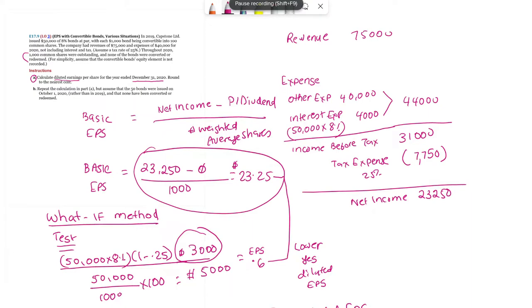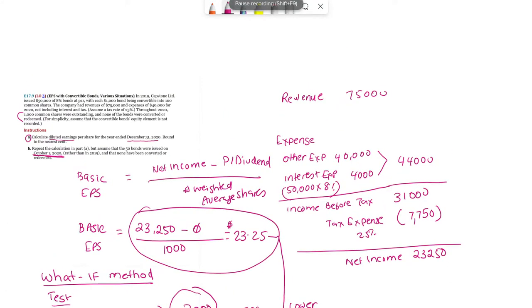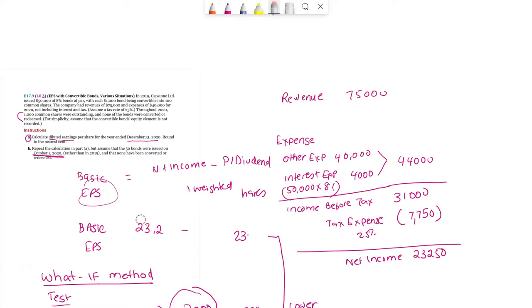So now they changed the question. They're saying that the bond wasn't issued. The bond was issued on October 1st. And when are we calculating basic earning per share? We're calculating it on December 31st. So let's work it out and see if I could redo this. So in this case, we have to redo it. How do we redo it? Let's recast the financial statement.